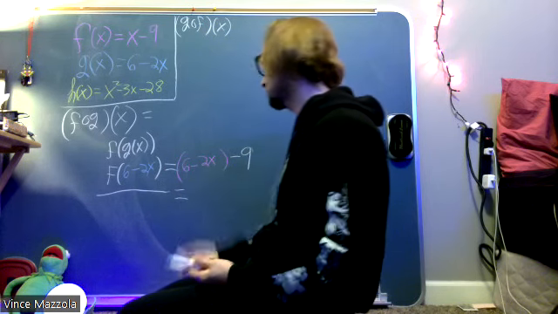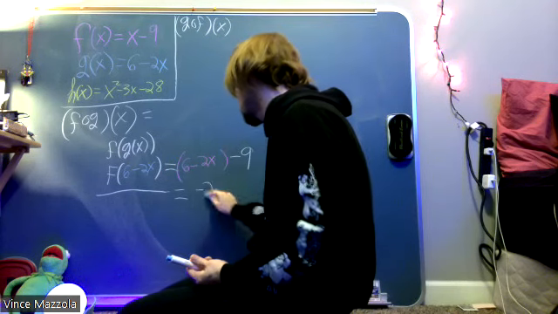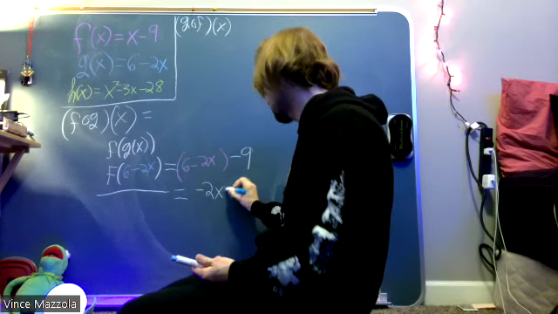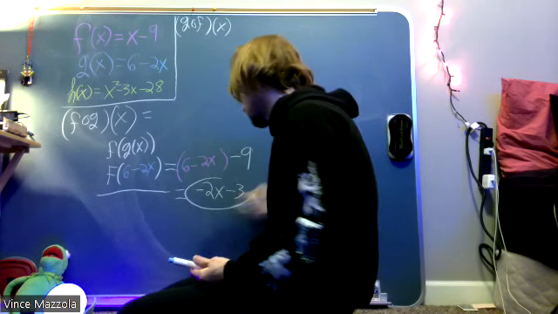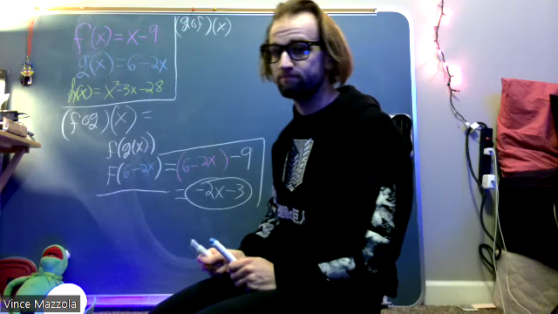And now we just combine like terms. There's only one x term, so negative 2x, so that's just chilling. And then you still have the 6 minus 9, which is negative 3. So your final answer for f of g of x is negative 2x minus 3. So that is our answer.